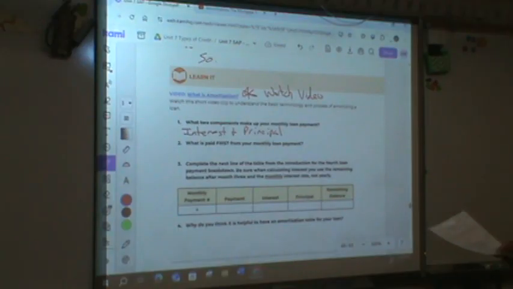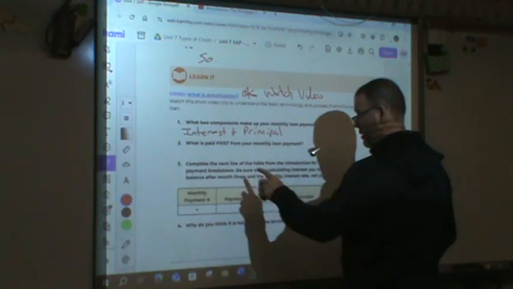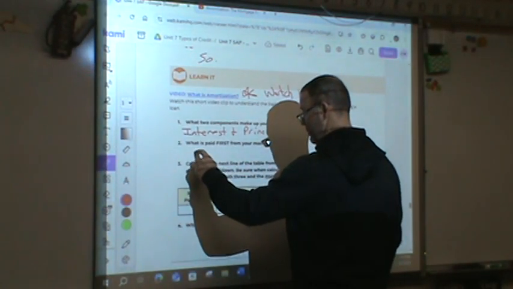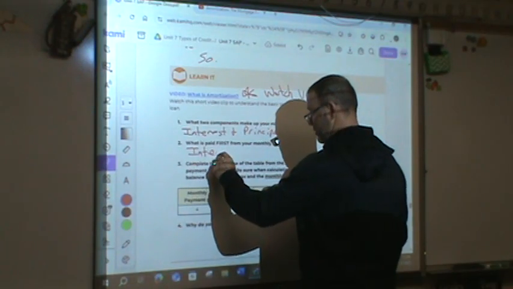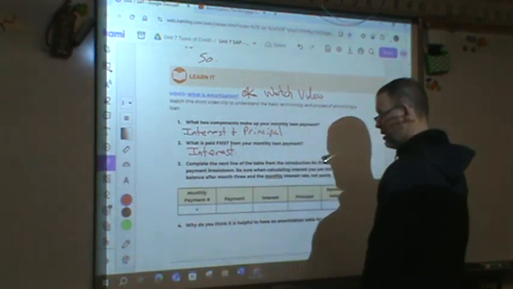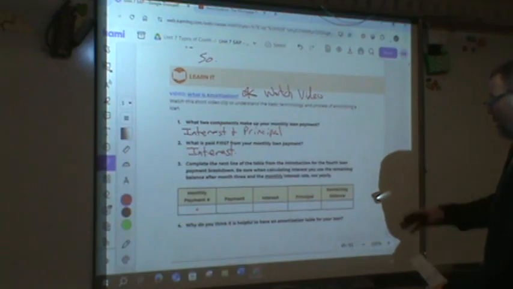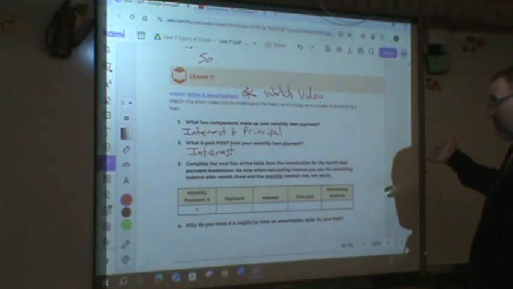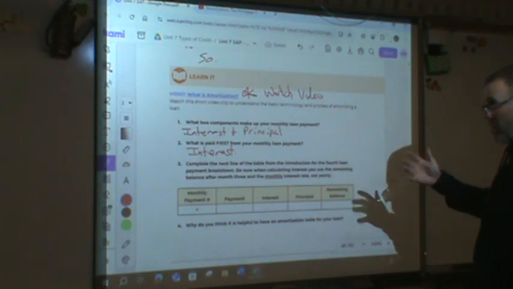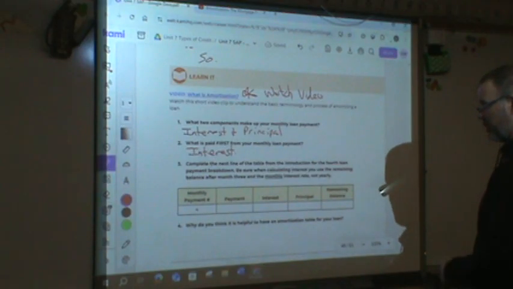What is first paid from your monthly loan payment? The first thing that should get paid is the interest. Okay? So the interest gets paid, and then if you make extra payments or extra on a payment, all the rest of that would go towards principal.